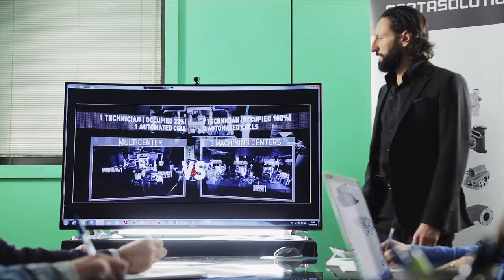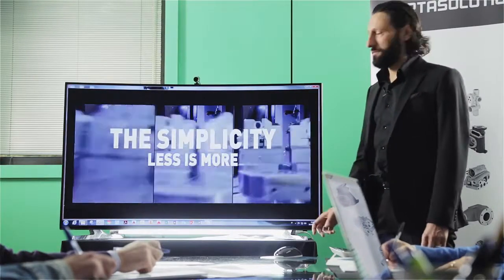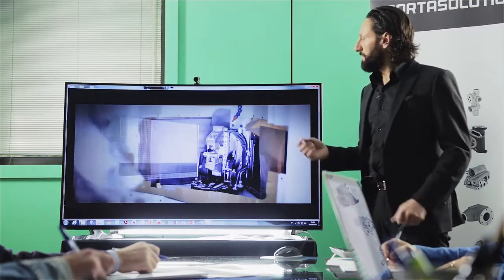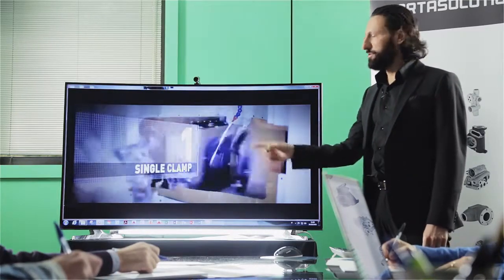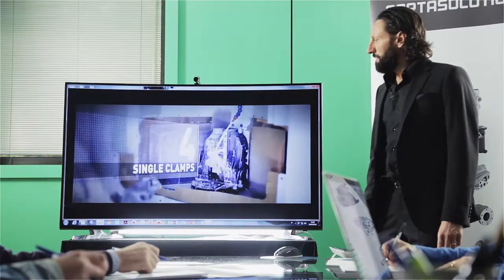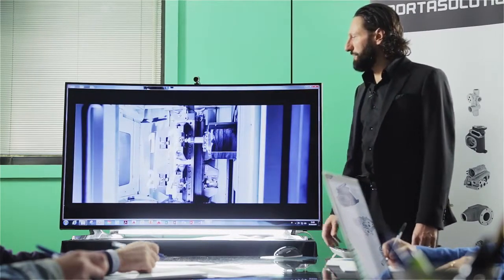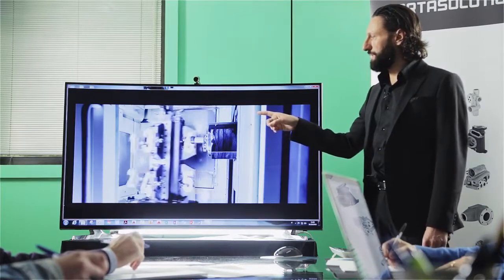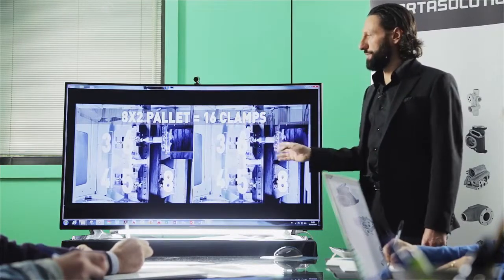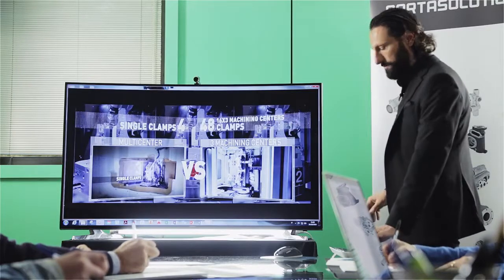If we keep going on with the comparison, we can see the clamping. On the multicenter, we have 4 pallets and 3 machining stations, because one is dedicated to load and unload. With 4 pallets, we have 4 single clamps. Now, in order for the CNC center machines to keep up with the production, we have to put 8 clamping per pallet. With a pallet change, it becomes 16 per machine. Multiply by 3 machines, you have 48.